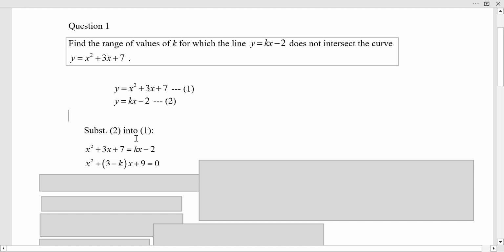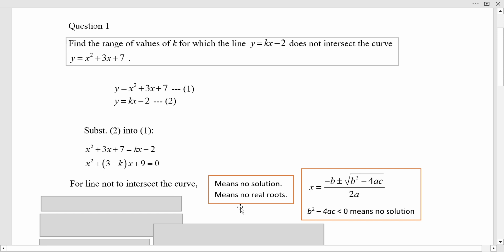Then you sub the line into the curve and you rearrange it, you get this quadratic equation equated to 0. If the line does not intersect the curve, it means that you should not have any solution. So for the line not to intersect the curve, it means no solution. And if no solution, it means no real roots. For there to be no real roots, b squared minus 4ac has to be smaller than 0, because you cannot square root a negative value.